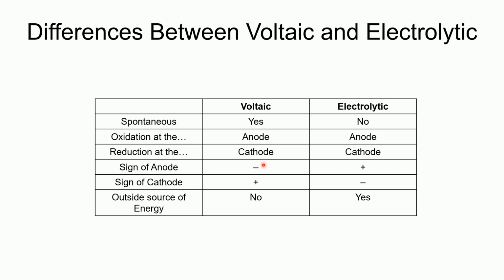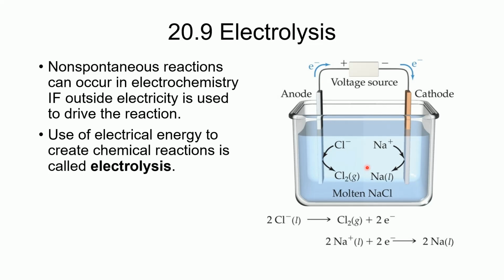But in a voltaic cell, the anode is negative because that's where the electrons are coming from, and the cathode is positive because that's where the electrons are going to. In an electrolytic cell, it's the opposite way around because we're looking at it from the perspective of the outside energy source. So I'm going to go back to this picture.